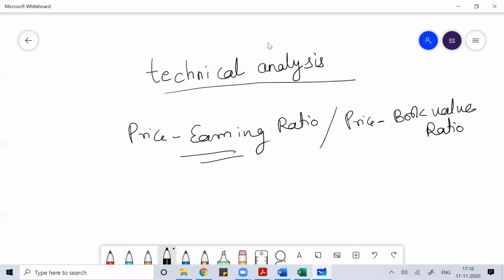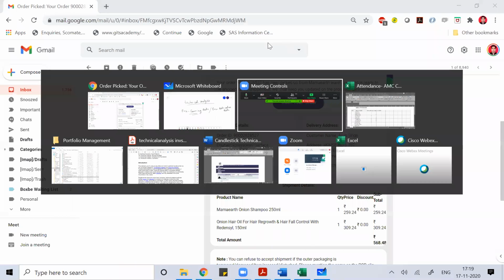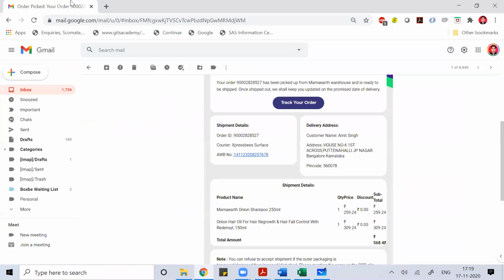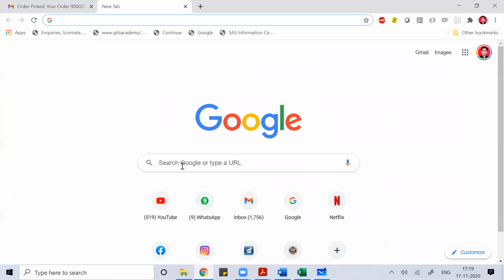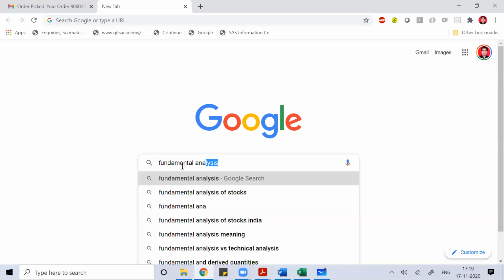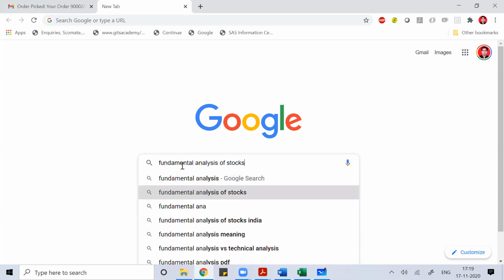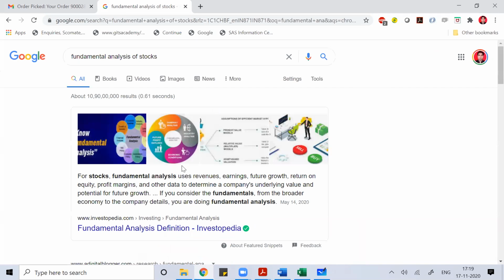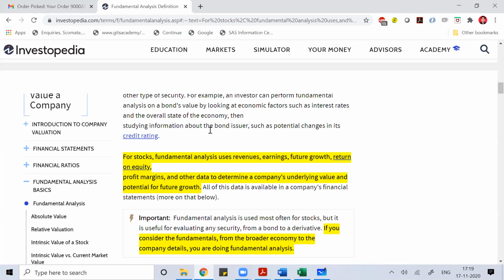Both can be equivalent to each other. But for a fundamental analyst, ratios like the P/E ratio and price to book value ratio play a very important role. So whenever we talk about fundamental analysis of a stock, what all do we need to consider?